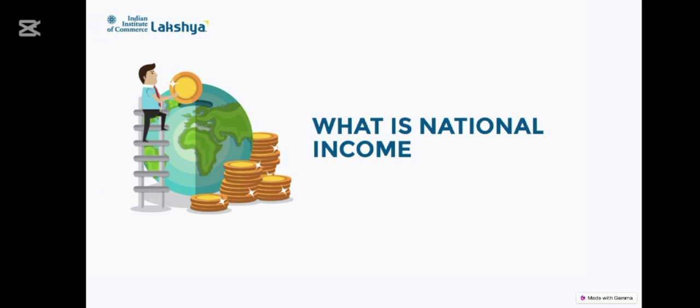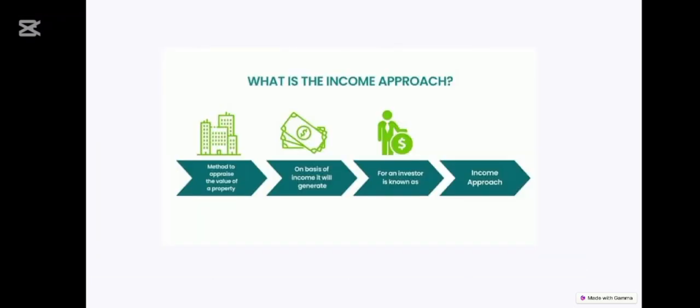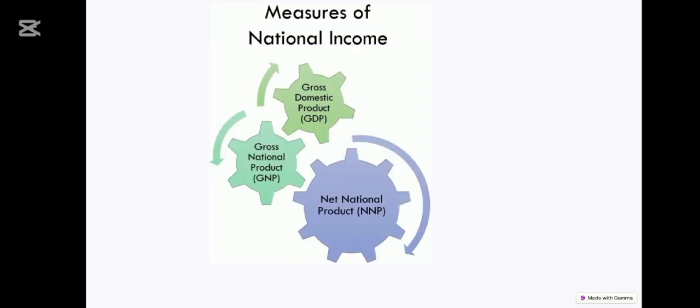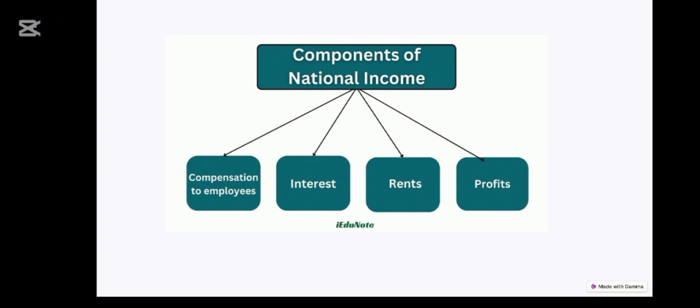Now, I want to explain the earning approach, which is another way to calculate GDP. This approach focuses on income. It adds up the earnings of the four factors of production. The formula for national income is NI equals wages plus rent plus interest plus profit. Let me explain what this means.